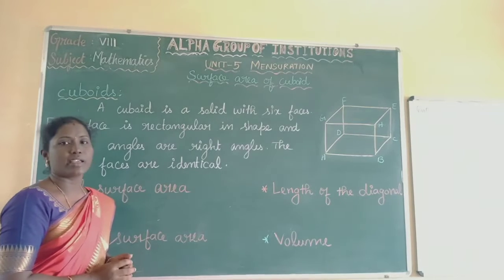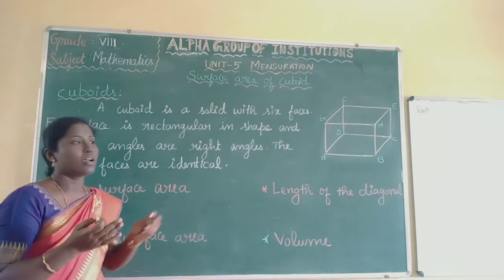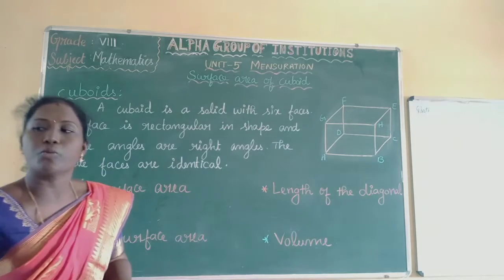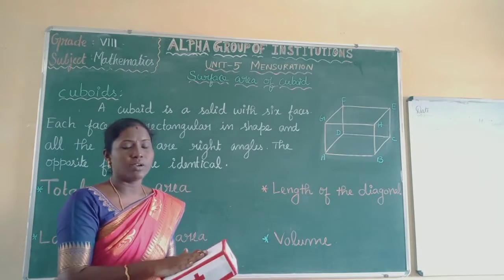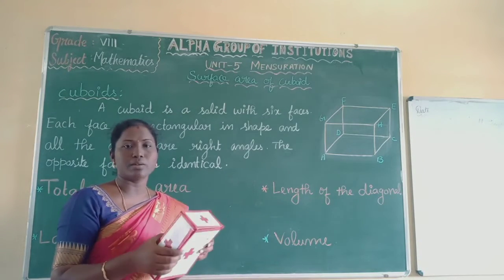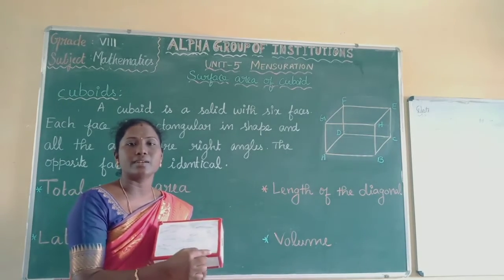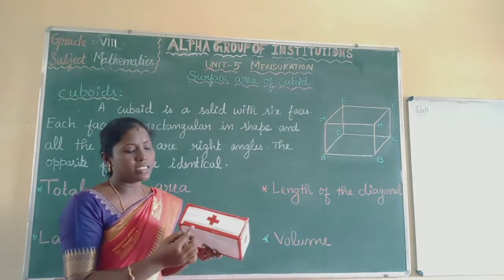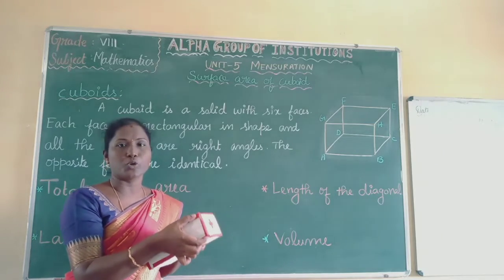In the cuboid we have 6 faces. Opposite faces are identical. See the example of the cuboid here. Take the base and top. The base and top include the breadth and length. If you take this example, this is your length, this is your breadth, and this represents the height of the cuboid.